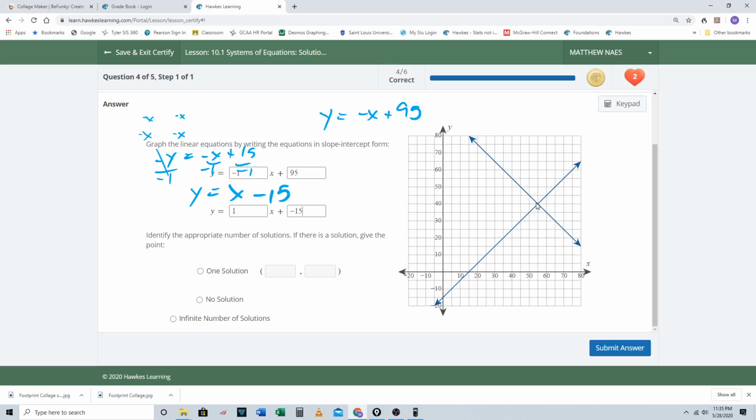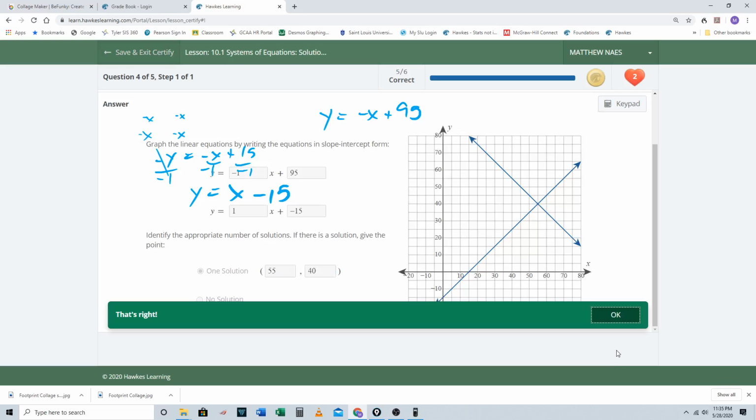Now the goal is to see where it intersects, and it seems to intersect at 5, 40. Don't forget, it's x then y. All right.